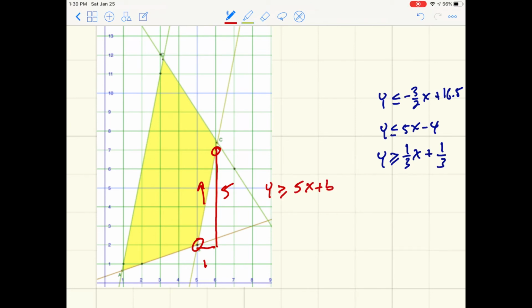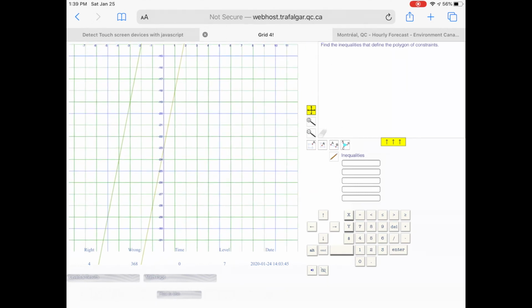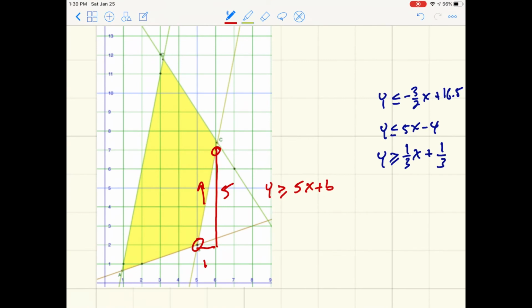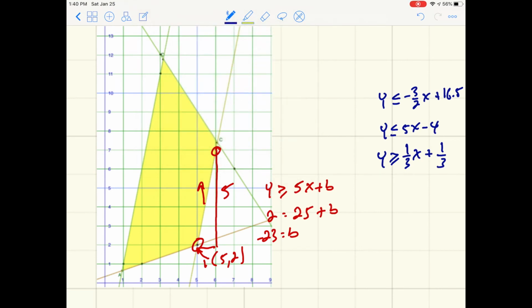Let's see if we can read the b value right off the graph. It looks like negative 23. Let's just double check that it is negative 23. If we pick a point like 5, 2, which is that point right there, the y value is 2, the x value is 5, so 25 plus b. If we subtract 25 from both sides, negative 23 is equal to b. So just like we read it off the graph, negative 23. We get y is greater than or equal to 5x minus 23.